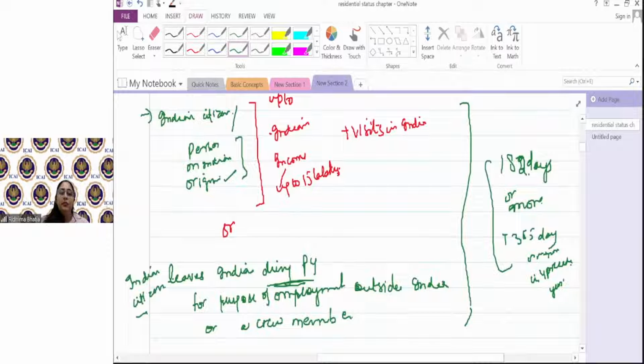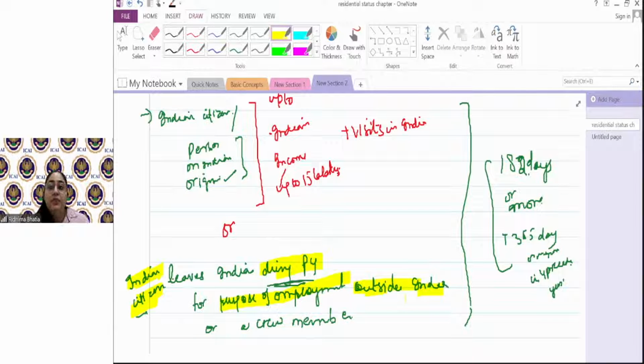But back to what does it mean? First of all, second point talks about only Indian citizen who leaves India. अब मैं कुछ कुछ चीजें highlight कर रही हूँ. Indian citizen who leaves India during the previous year. मतलब in the previous year he is leaving India for what? For the purpose of employment outside India. I am leaving India for education. I am not covered under second condition. I have left India in the earlier previous years. Then also I'm not covered in the second condition.